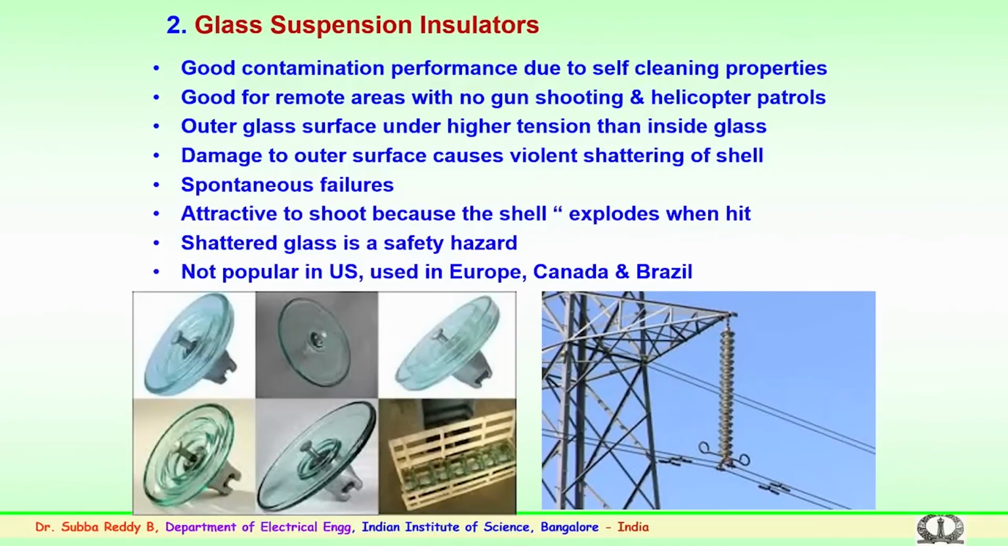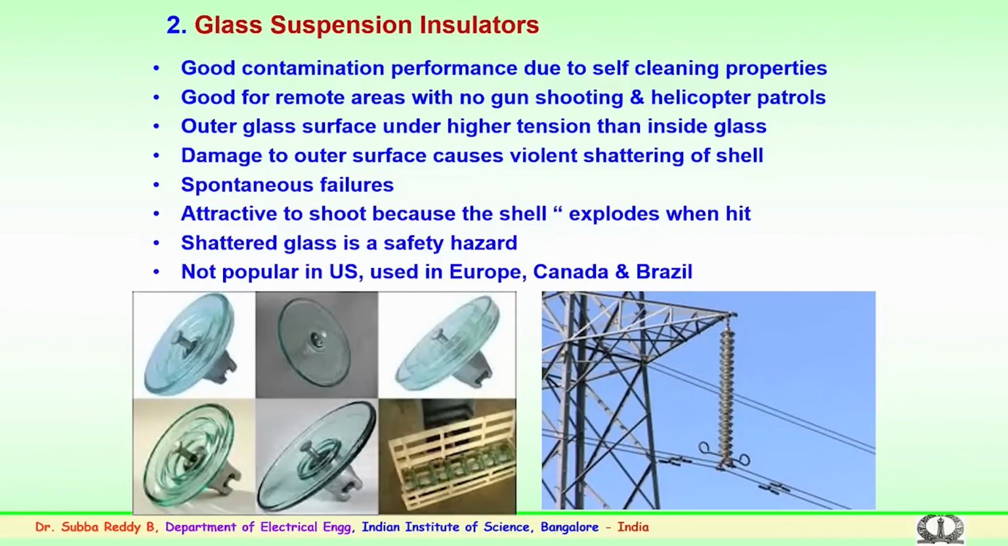Suspension glass insulators are used like porcelain or ceramic insulators for transmission and distribution purposes. These insulators have very good contamination performance because of their self-healing or cleaning properties. They are very good for remote areas, particularly where gun shooting or helicopter patrols are not a regular activity.